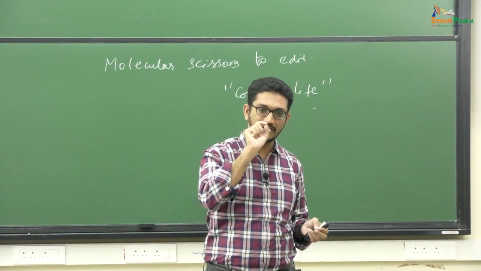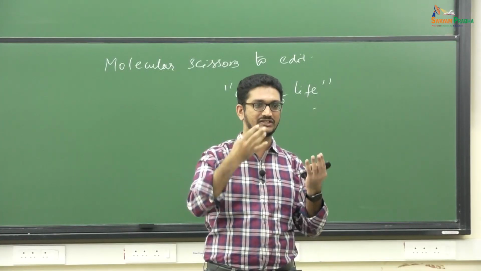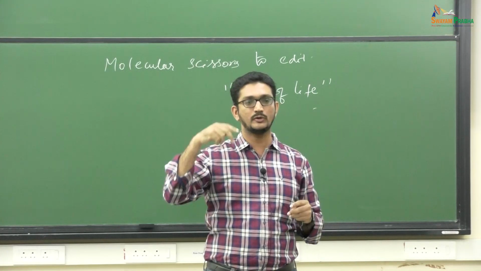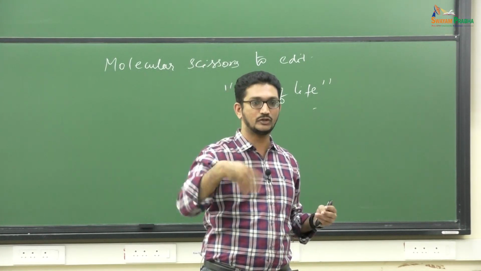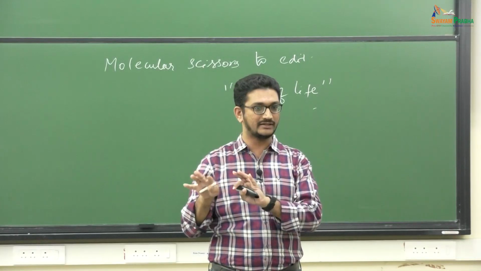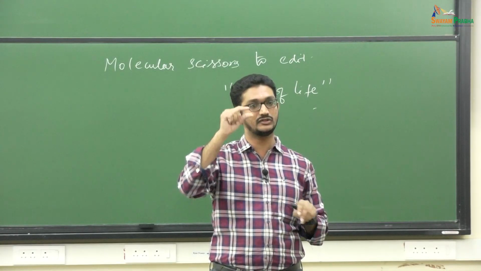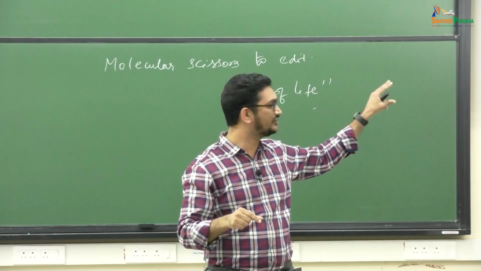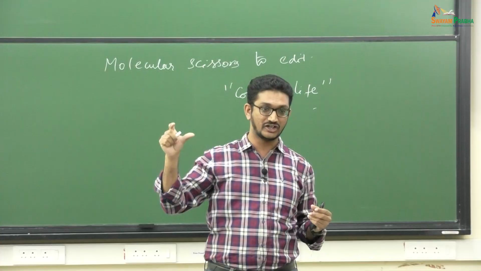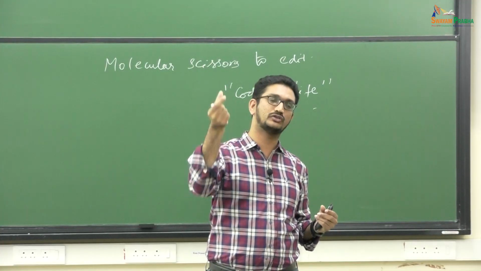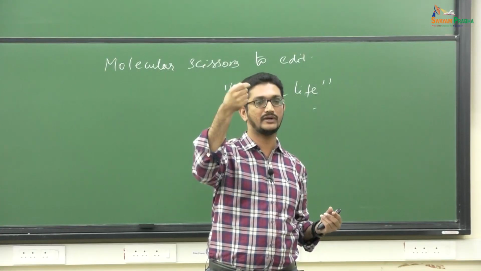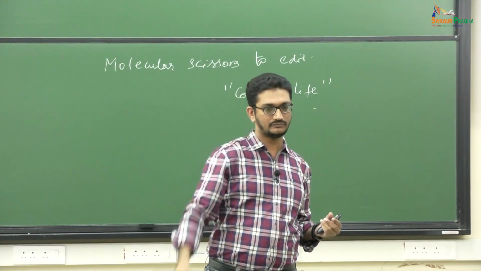If you have a storybook and you ask what the basic unit of a storybook is, it is your single alphabet, right? That alphabet is the one defining your storybook. Suppose you want to edit a storybook, you want to rewrite your story, you have to change the alphabets. Similarly, your genes are blocks which will code for proteins that have a functional role, but those genes are made up of DNA. So if you want to edit your gene, you have to edit your DNA.